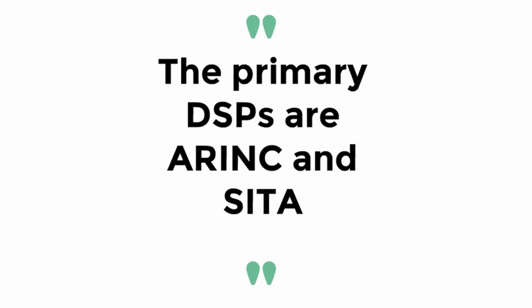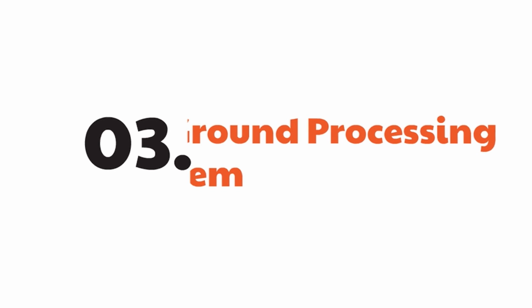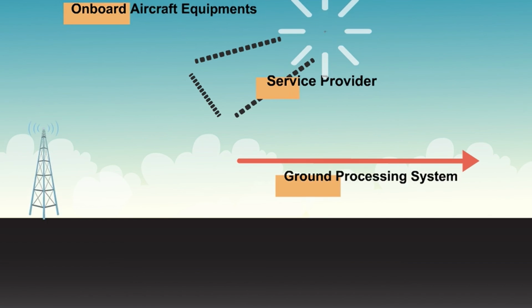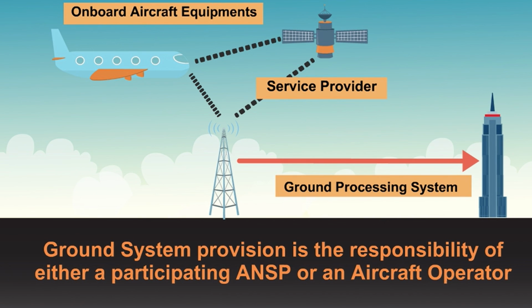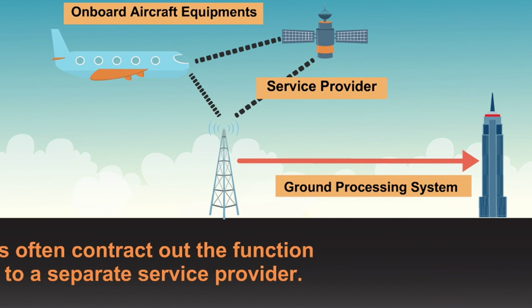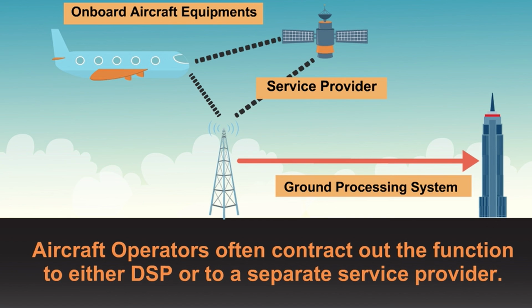Until quite recently, each part of the world was covered by a single DSP, but competitive offerings are now increasingly available. The third component is the ground processing system. Ground system provision is the responsibility of either a participating ANSP or an aircraft operator. Aircraft operators often contract out the function to either the DSP or to a separate service provider.